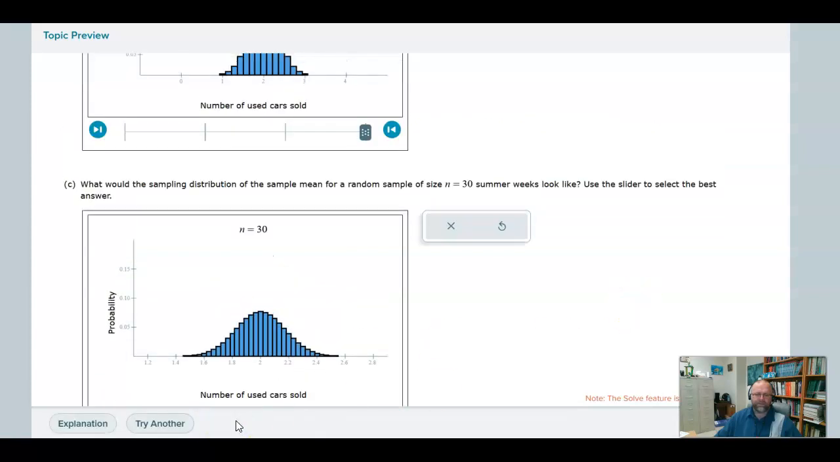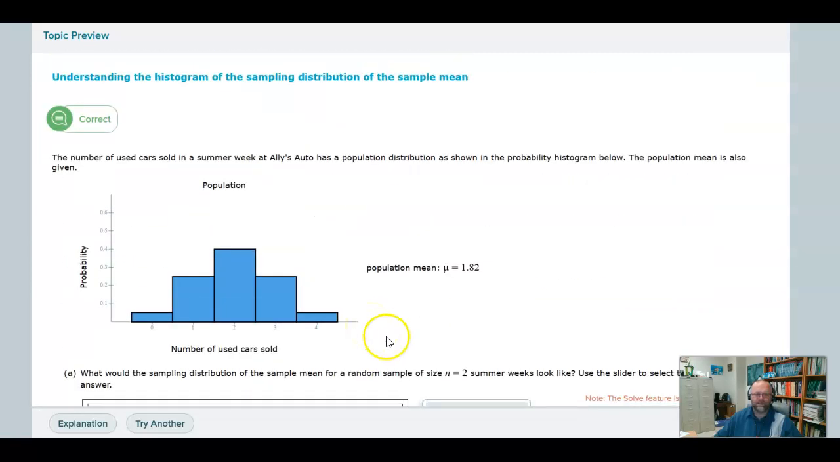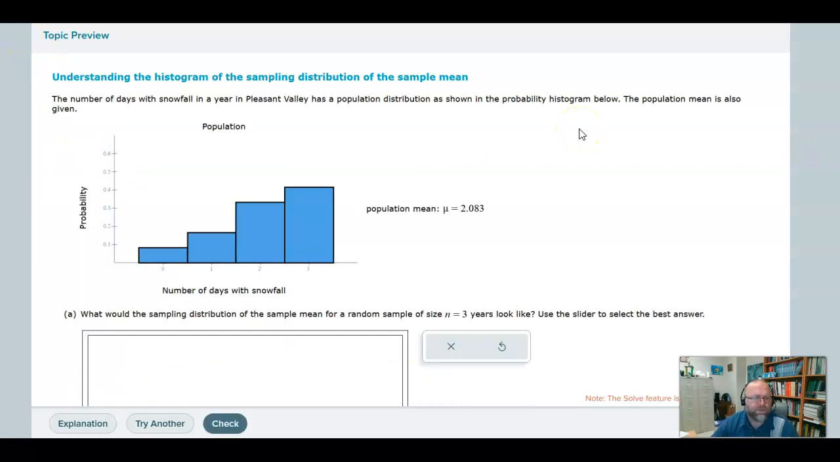And that's it for starting with a normal distribution. Let's take a look at one where we're not starting with a normal distribution. For this one here, it says the number of days with snowfall in a year in Pleasant Valley has a population distribution shown in the probability histogram below. The population mean is also given. So the average number of days with snowfall is just a little bit over 2 days. And notice we do not have a normal distribution here. We have a left skewed kind of distribution.